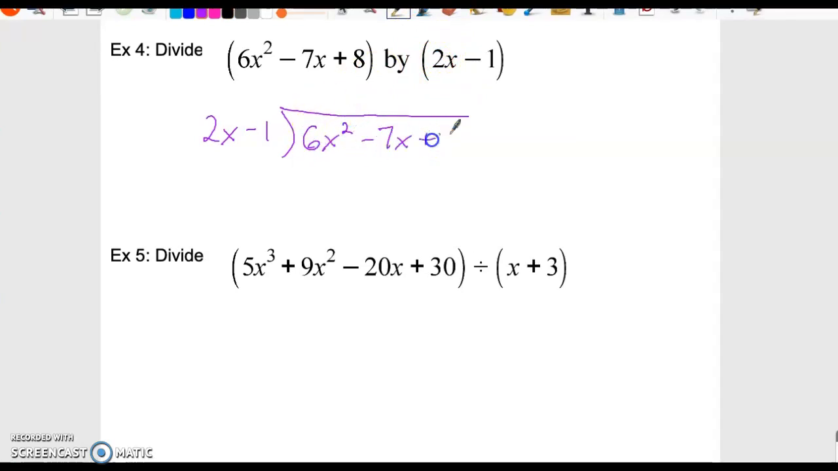But let's walk you through the steps. So just look at the 2x. 2 times what will give you 6? And then x times what will give you x squared? And now distribute that 3x to each term. So you get 6x squared minus 3x.